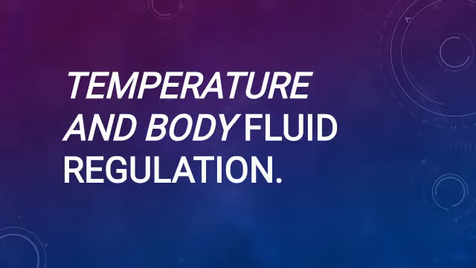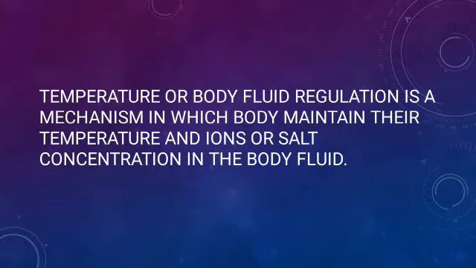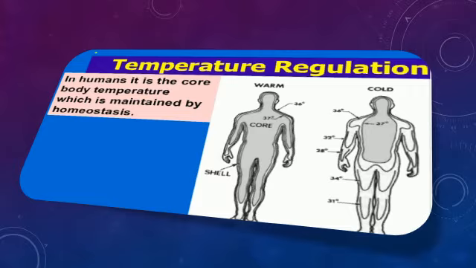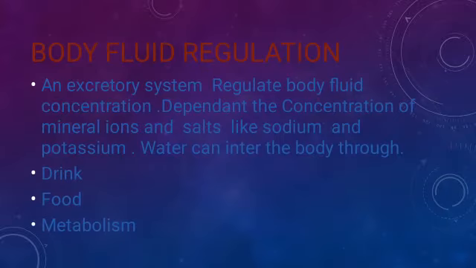Temperature and body fluid regulation. So first of all, what is temperature and body fluid regulation? Temperature or body fluid regulation is a mechanism in which the body maintains its temperature and the ion or salt concentration in the body fluid. An excretory system regulates body fluid concentration, depending on the concentration of mineral ions and salts like sodium and potassium. Water can enter the body through drink, food, and metabolism.